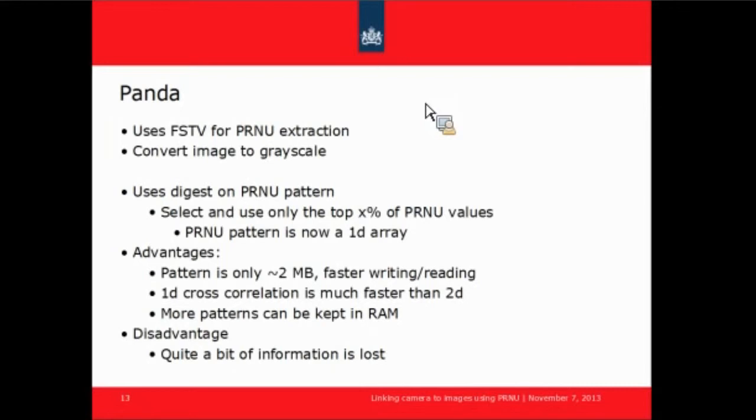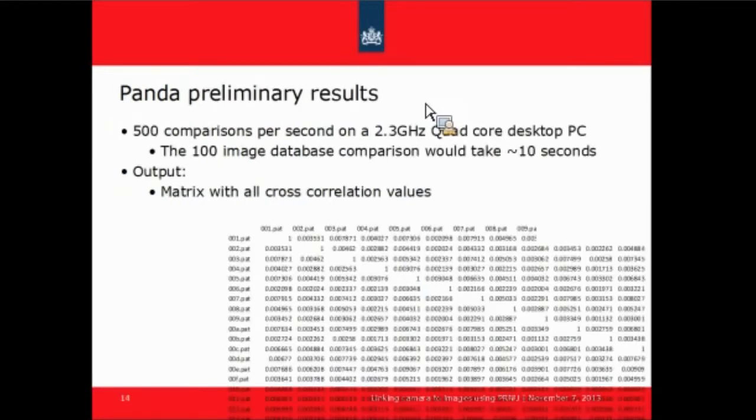The question is, how does this affect the accuracy? So, some preliminary results, because we are still in the middle of development of this. We can now do 500 comparisons per second on the same computer I mentioned before. This means that the small image database of 100 images would now only take around 10 seconds instead of 3 hours.